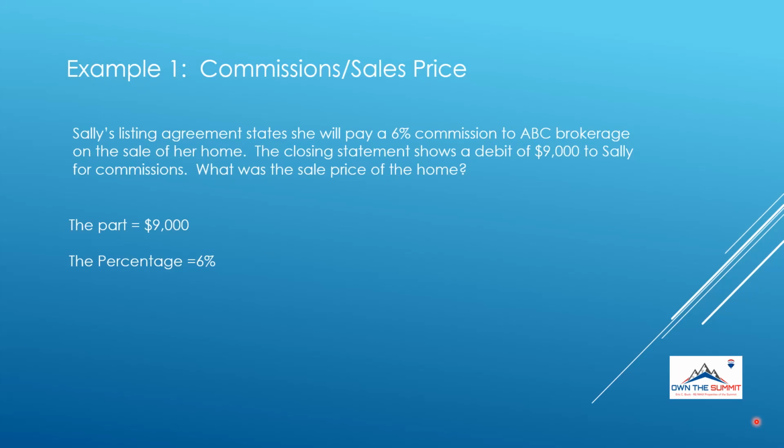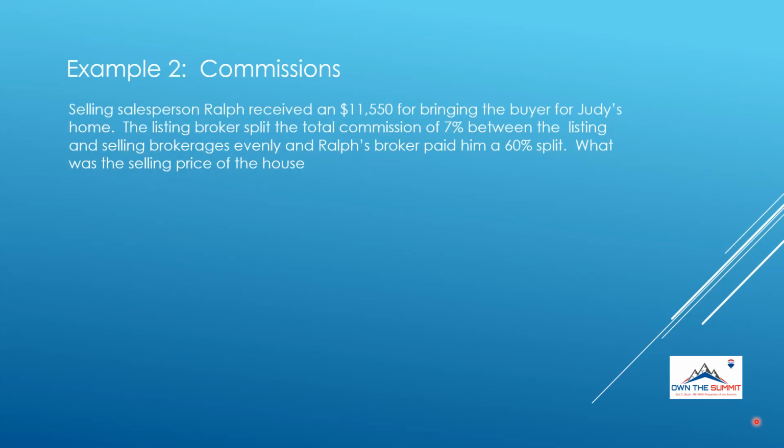So how do we get the whole? We divide the part by the percentage. 9,000 divided by 0.06 is $150,000. So the selling price of the home was $150,000. We can check that math by taking $150,000 and multiplying it by 0.06, and we come back with our $9,000.